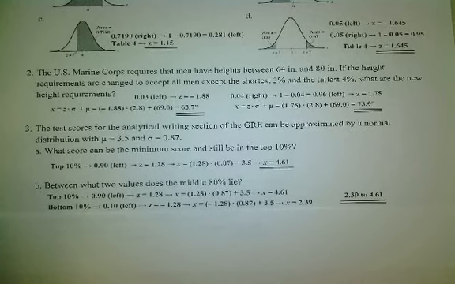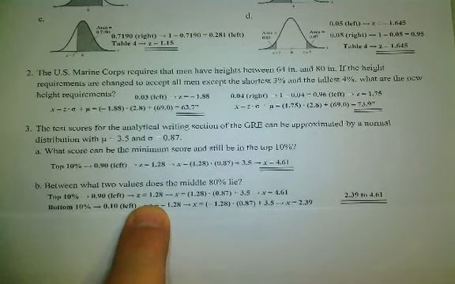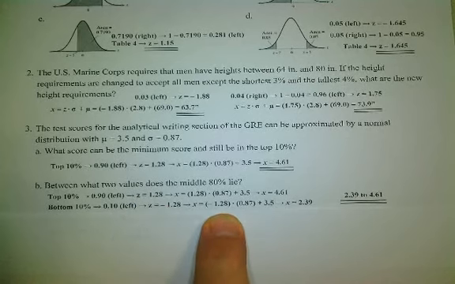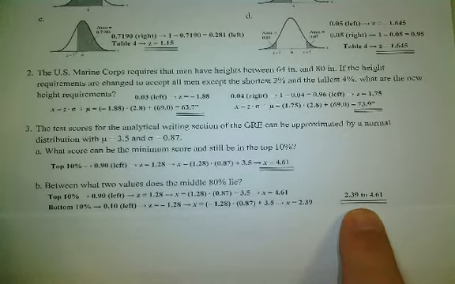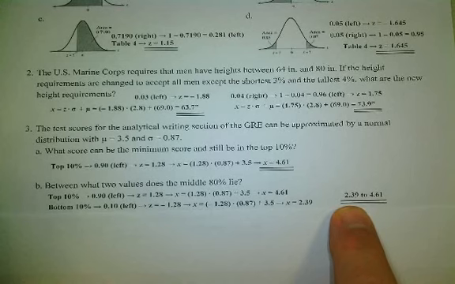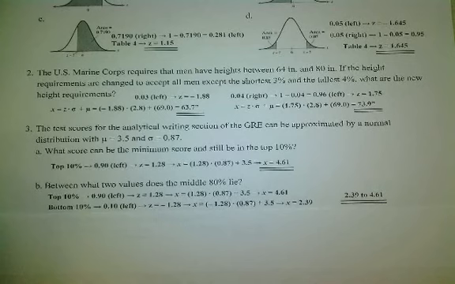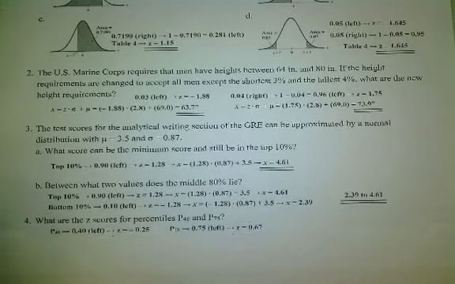And of course, again, because of the symmetry, the top 10% had a z-score of 1.28. The bottom 10% had a z-score of negative 1.28. Plug them both in, and so it turns out any GRE score from 2.39 to 4.61 would be in the middle 80% of the distribution.